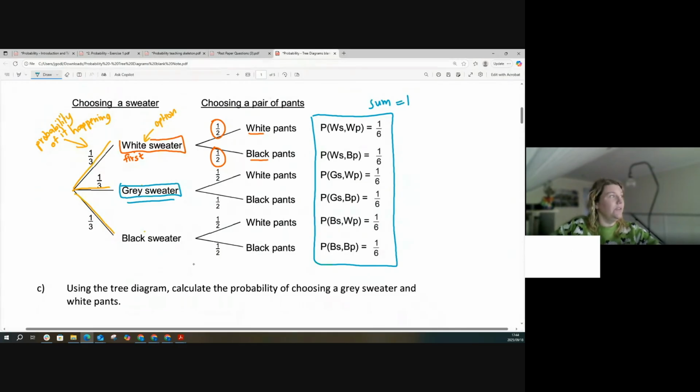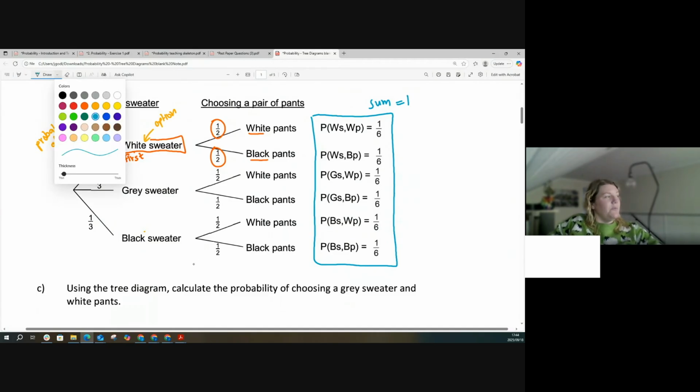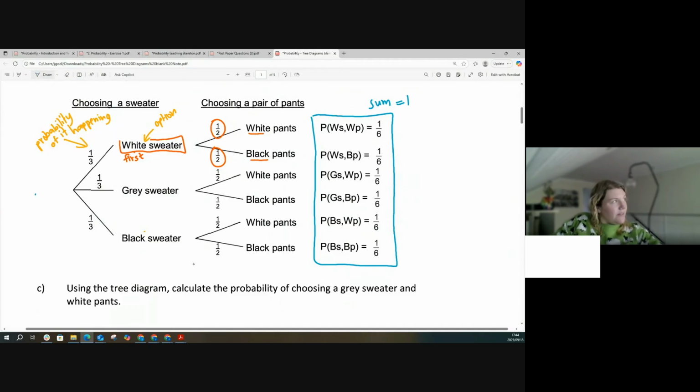So what we do is we follow on our little path. So I'm just going to erase those for the moment. So we follow on our path. The first path is that we picked a gray sweater. So we pick a gray sweater. That's path 1. So the chance of picking a gray sweater is 1/3.